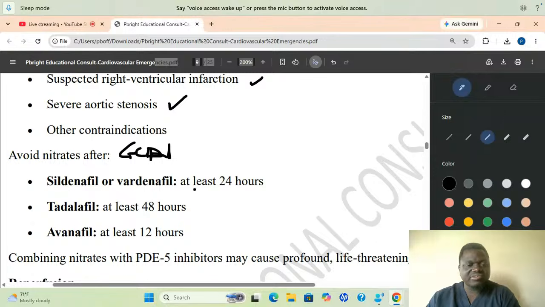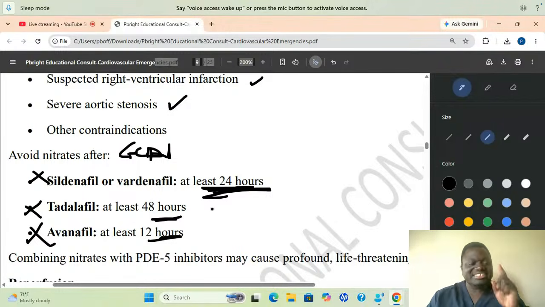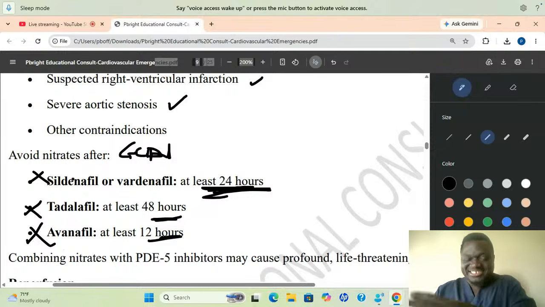So when you take sildenafil, it is 24 hours. Never forget these times in your life, because NCLEX, it comes. Sildenafil is what? 24 hours. Tadalafil is 48. And avanafil is what? So me, what I understand is I don't have to chew this. All I have to do is what?